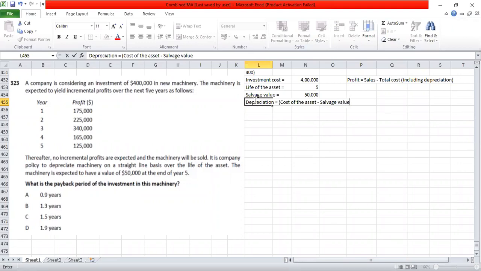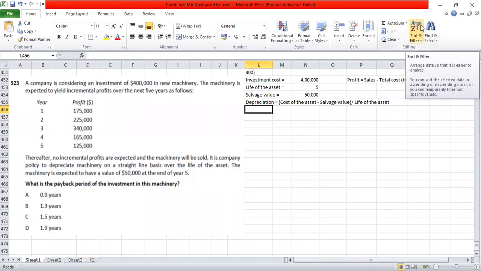Anyone listening to me? That is a big doubt I have. If it is a straight line method, the formula for depreciation is equal to cost of the asset minus salvage value divided by life of the asset. Did you ever do any particular formula or depreciation related question or depreciation problems? Yes, we did it, ma'am.